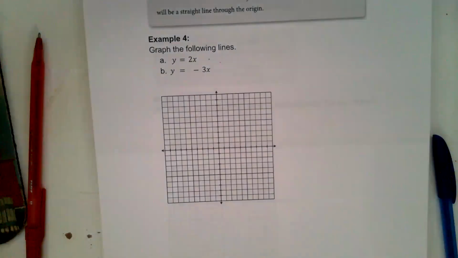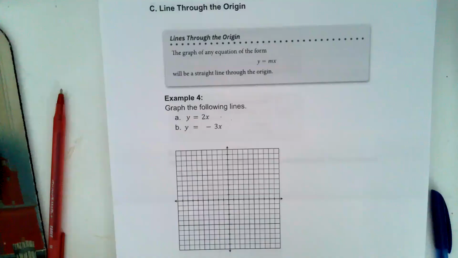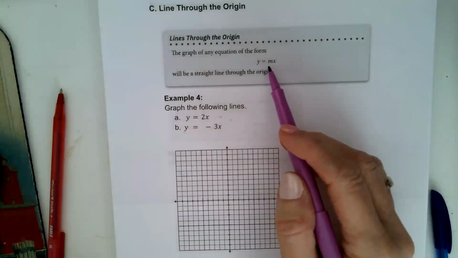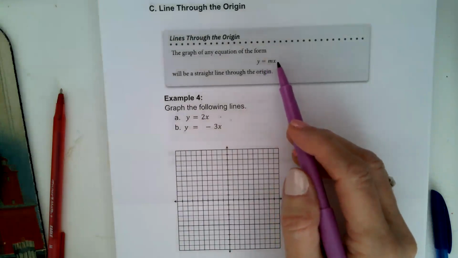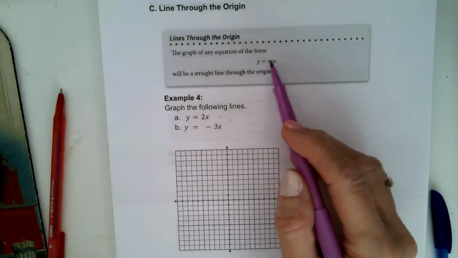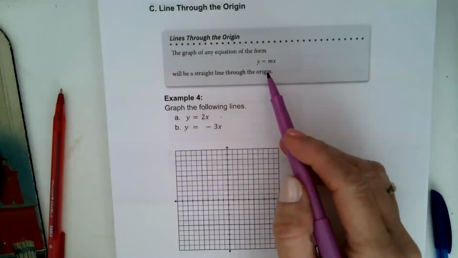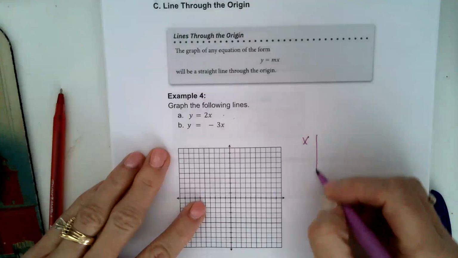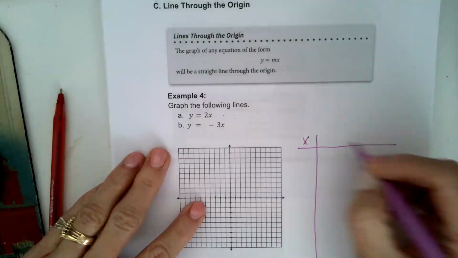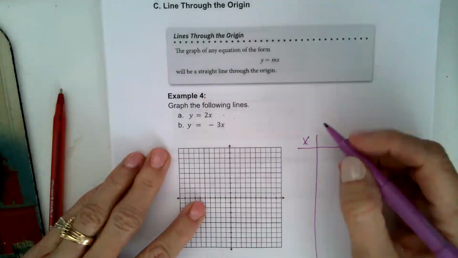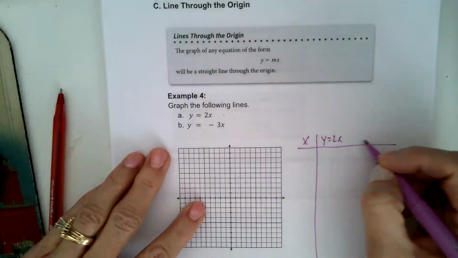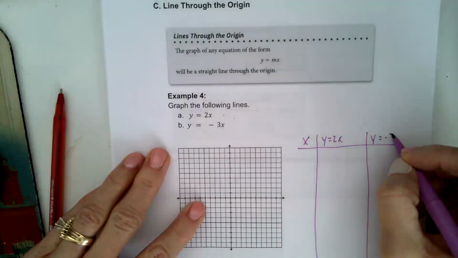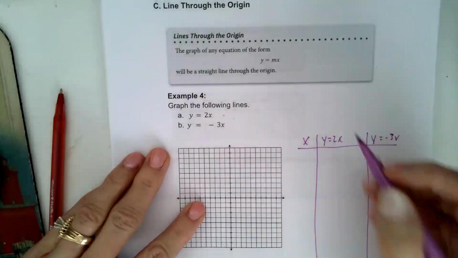Okay, next up, we're going to do some graphing, but we're going to just look at lines that go through the origin. So any line that has the equation y equals mx, where we're not adding or subtracting anything afterward, always goes through the origin. So you can see here, let's make an XY table for this one. And at the same time, we can make one for this one, and we can graph them both.